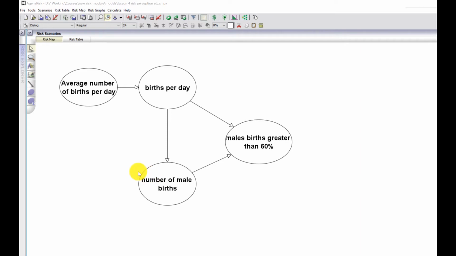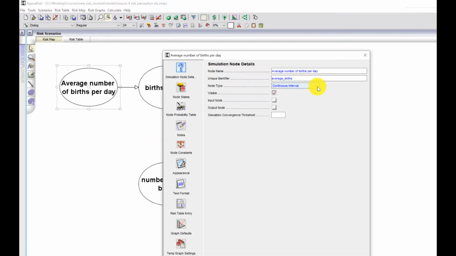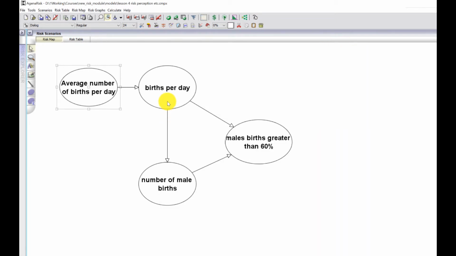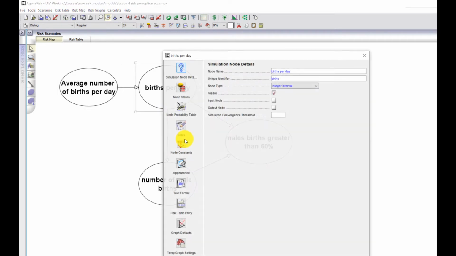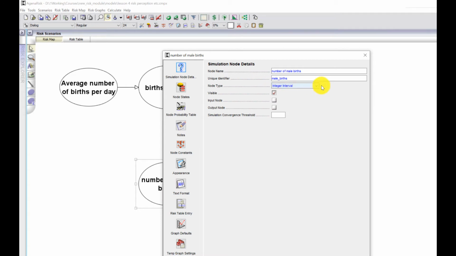The first thing to note is that these three nodes, average number of births per day, births per day, and number of male births, are numeric nodes, but in particular these are simulation nodes, which means that they were created by selecting this icon. Average number of births per day is the default type when you choose simulation, which is continuous interval. Whereas births per day, we want that to be an integer, and so after defining that as a simulation node, in the node type we selected integer interval. Similarly for number of male births, because that's also an integer.